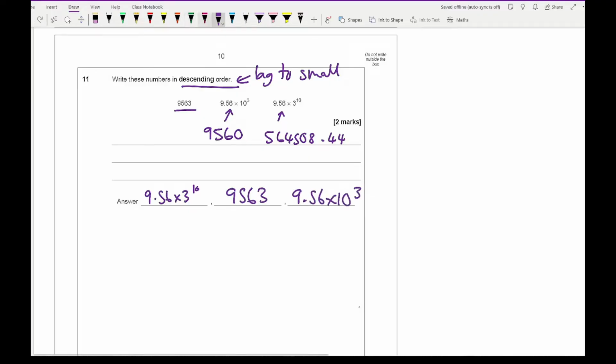Now, a question that I always get asked is, what happens if I wrote down these numbers instead of the original numbers?